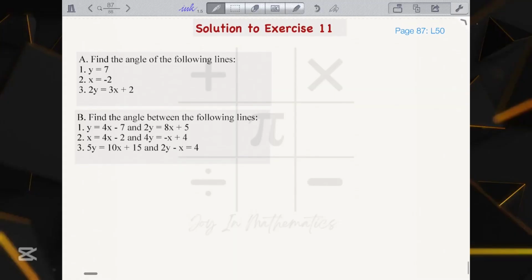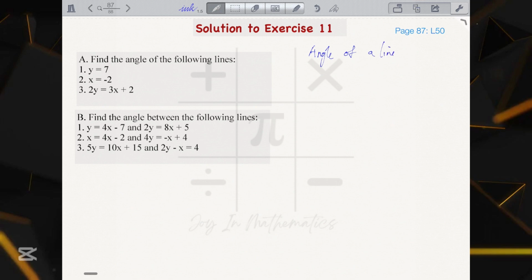And now let's take the solution to exercise 11 together. If we look at the two sets of questions, we'll see that the first set talks about the angle of a line, and the second set talks about the angle between two lines. Now, to do this, let's begin by establishing the facts around the angle of a line.